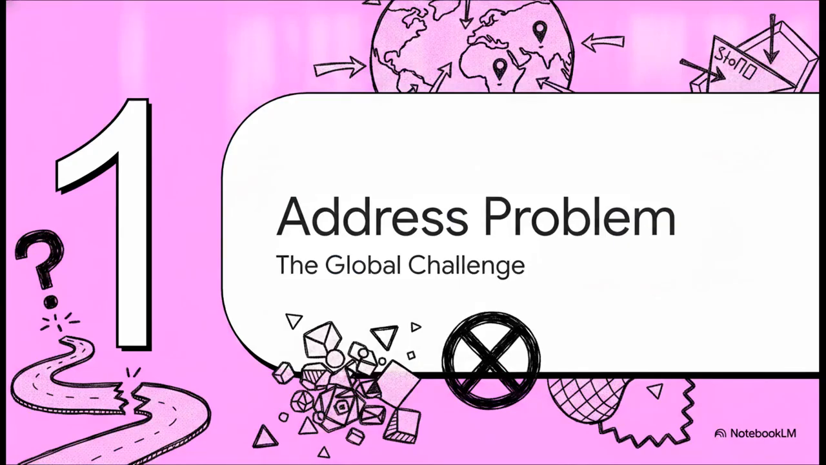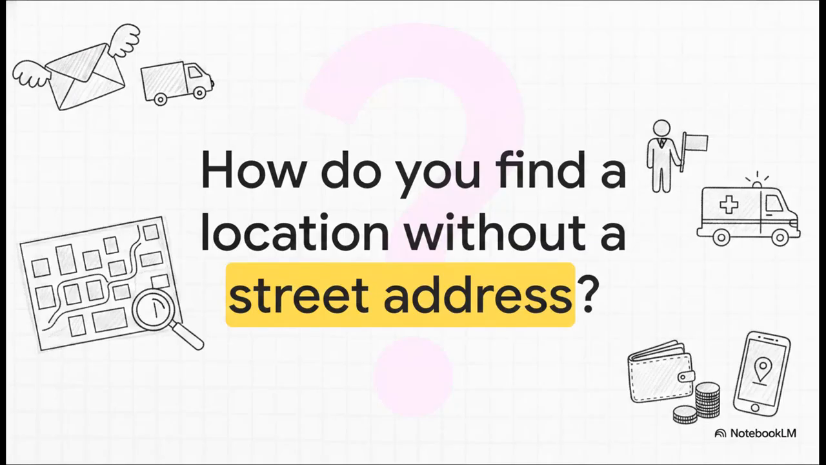Okay, let's dive right into section 1, the global address problem. So how exactly do you find a location when over half the world's urban population lacks a formal street address? The World Bank found that more than 50% of the global urban population has no structured formal address.